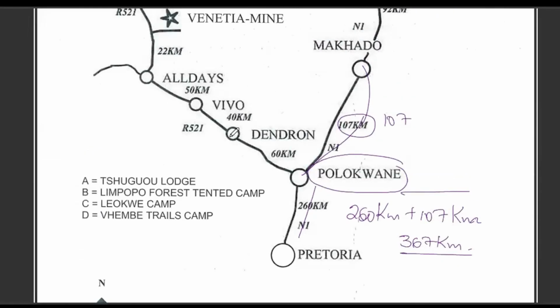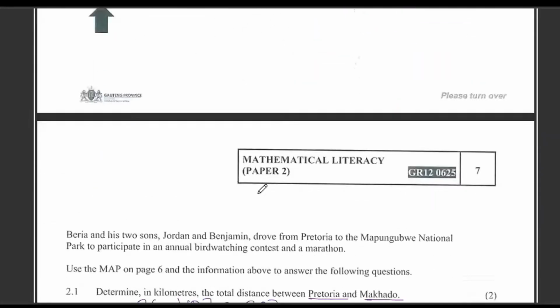Limpopo. Limpopo is the province where we find the national park that we're talking about. Limpopo Forest Tent Camp. You see, Limpopo, it's already here. So it's supposed to be Limpopo.